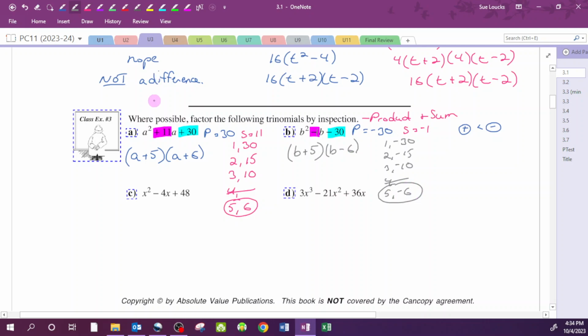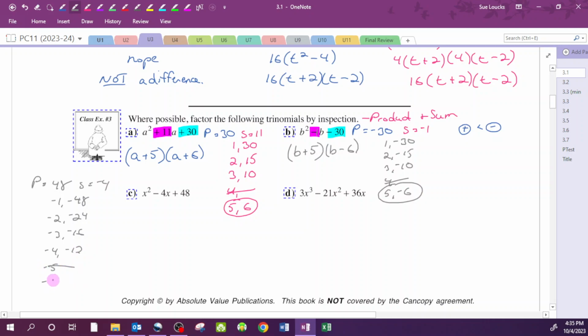Okay. All right. This time, because my constant term is positive, that means that my two terms have the same sign. And then because the sum is negative, they're both going to be negative. So my list is going to start, well, the product is 48. The sum is negative 4 because that's what I'm looking for. And then I'm going to go minus 1, minus 48. Minus 2, minus 24, minus 3, minus 16, minus 4, minus 12, minus 5.